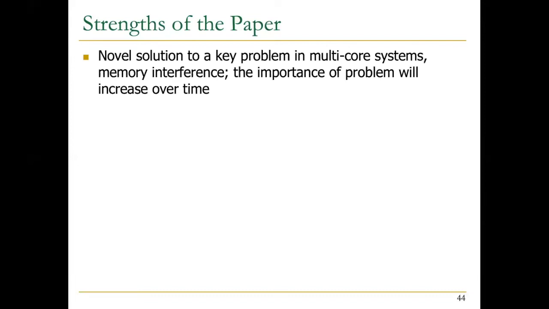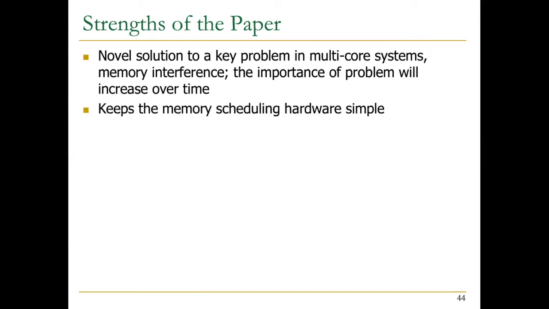Okay, so basically the first strength, in my opinion, is this is a novel solution to a key problem in multi-core systems, memory interference. And the importance of the problem will increase over time because there will be more interference in the system. There will be more cores and more channels also at the same time. So I think this is probably the most important thing. Novel solution, importance will become bigger.